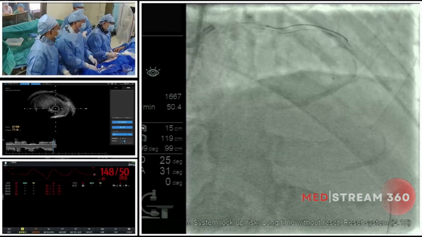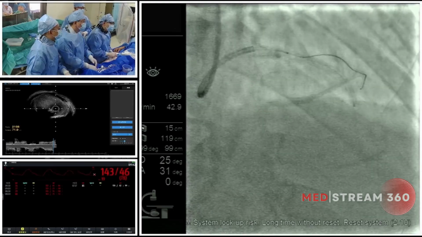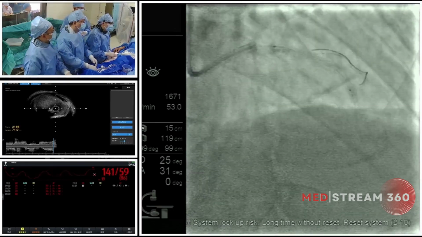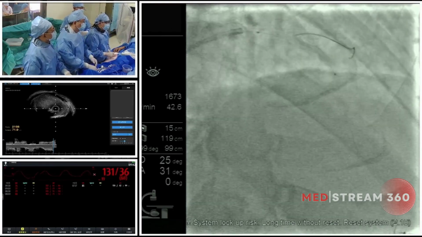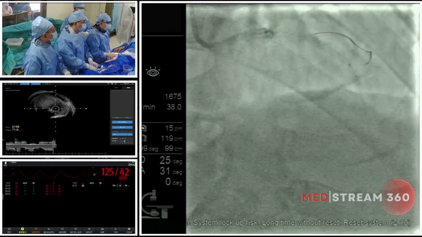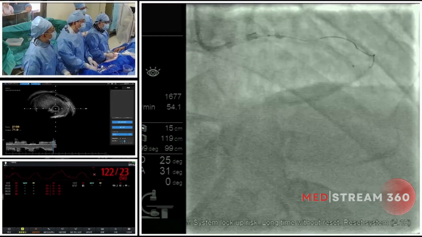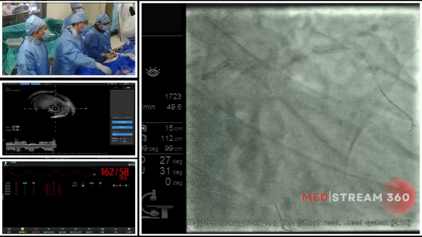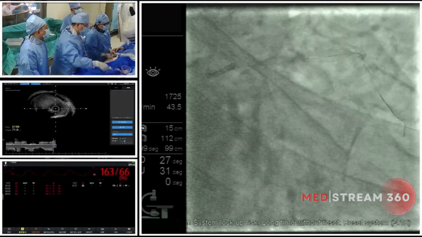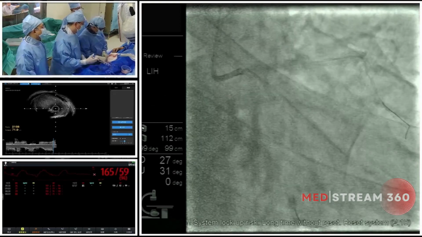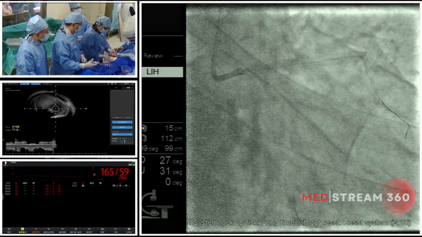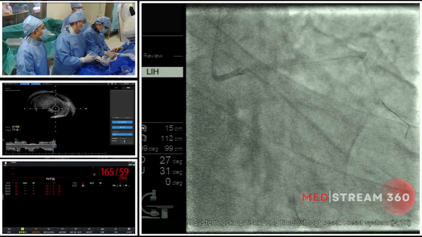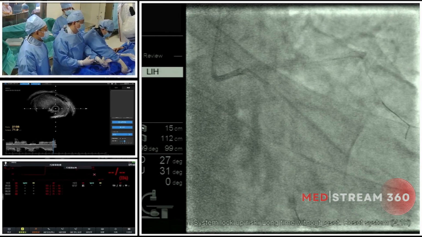So Dr. Gong, you put the first stent already, right? Yeah. Next we will implant the second stent. The second stent is 4.0 by 28. Did you protect the circumflex? Yes. When we put the second stent, there will be an overlap between these two stents, so the overlap zone should be a little bit away from the first diagonal, right?